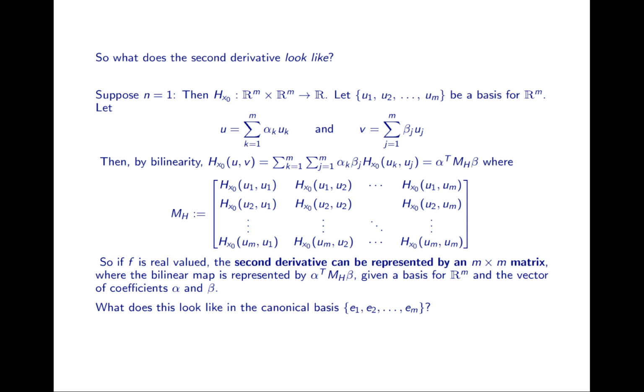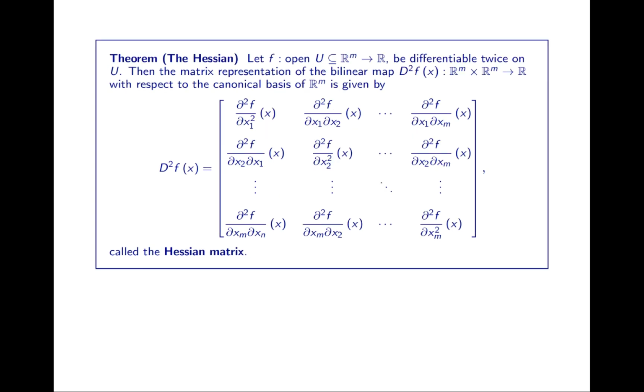Now, what does this look like in the canonical basis, the basis that we're most likely to use, for one, and two, how do we actually compute this? Well, we compute it using the Hessian. If f maps an open subset of Rm to R and is twice differentiable on this open set, then the matrix representation of the bilinear map with respect to the canonical basis of Rm is given by this matrix of second derivatives. And that matrix of second derivatives is called the Hessian matrix.